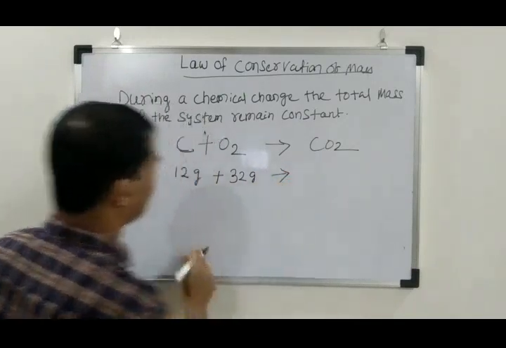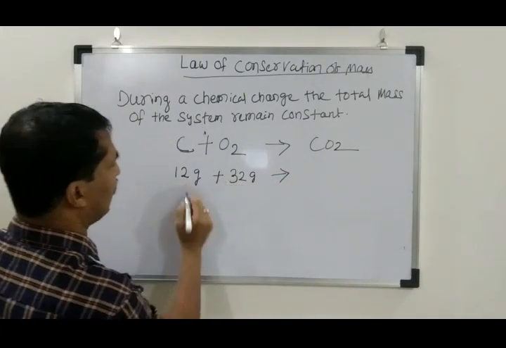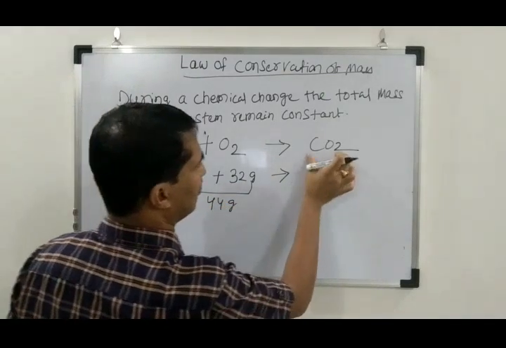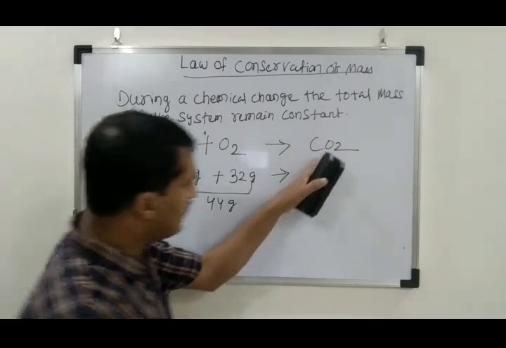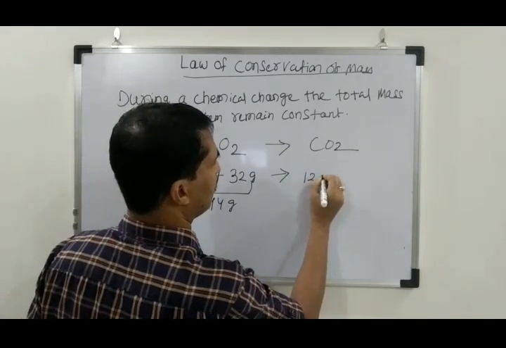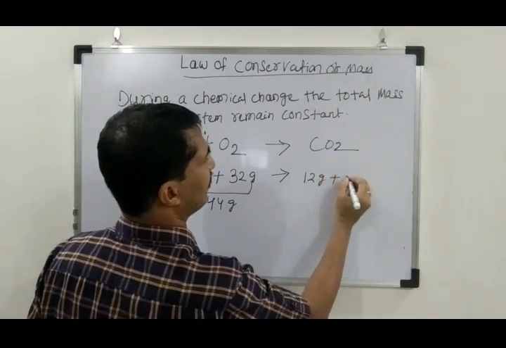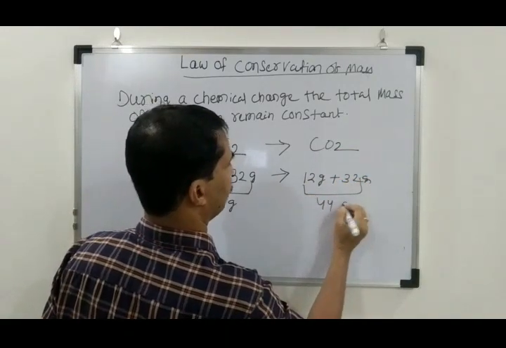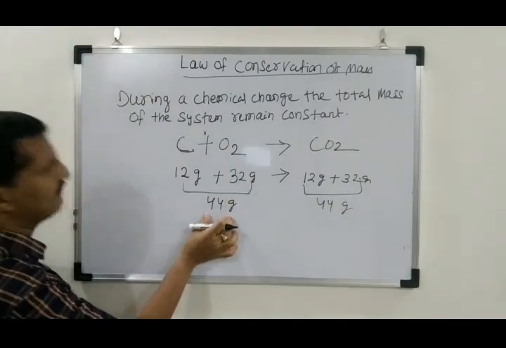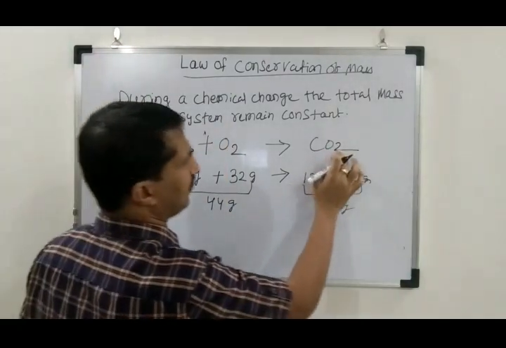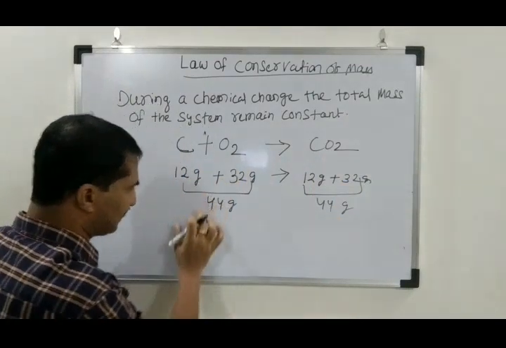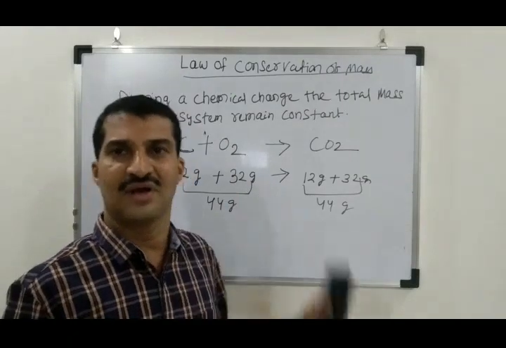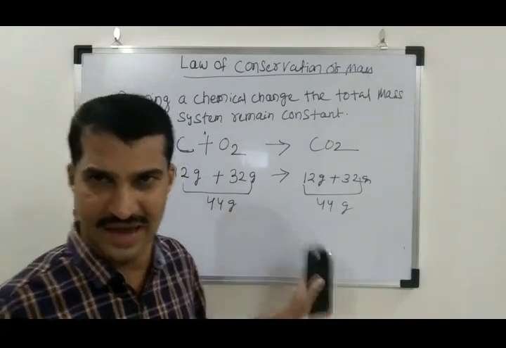Now we have to show that these 2 added together will be how much? 44 gram. So now we have to see whether it is 44 or not. Again here the mass of carbon is 12 gram plus 2 oxygens, which is 32 gram. So the whole mass will be again 44 gram. So the mass of the reactant before the reaction is 44. The mass of the product after the reaction is 44. So the mass of the reactant is equal to the mass of the product, which obeys the law of conservation of mass. Clear?